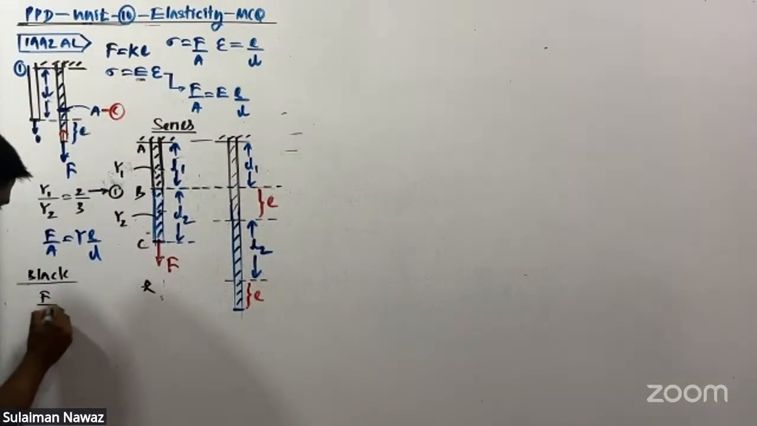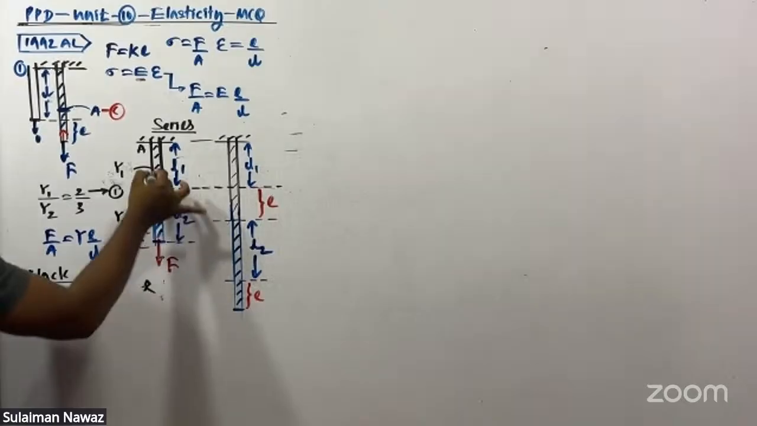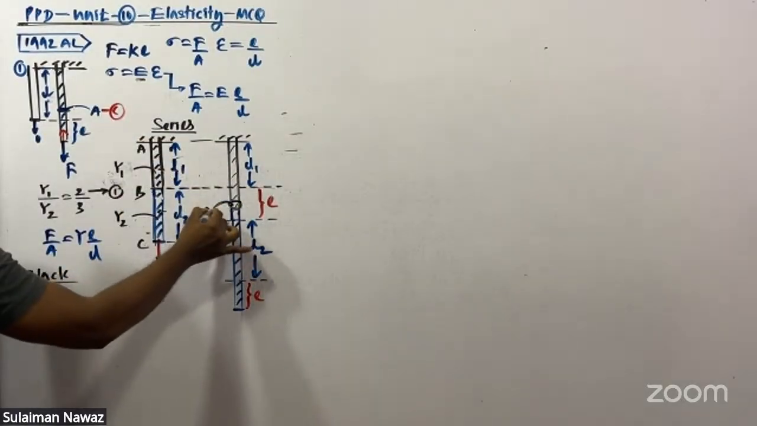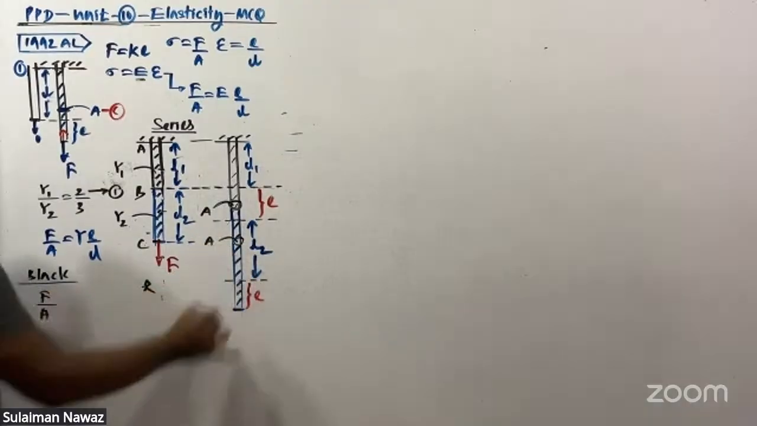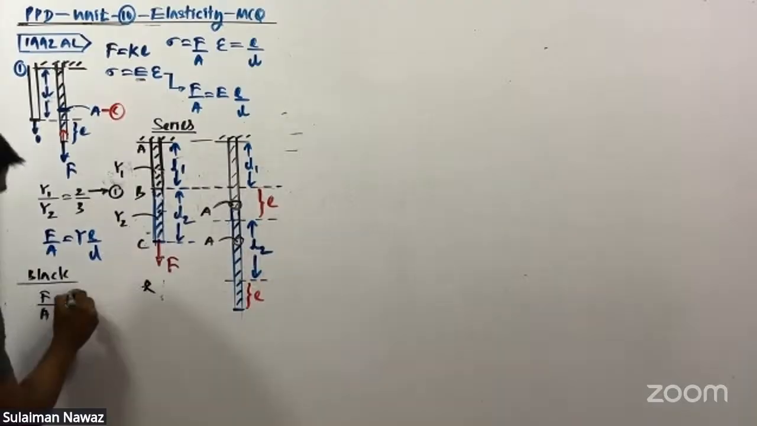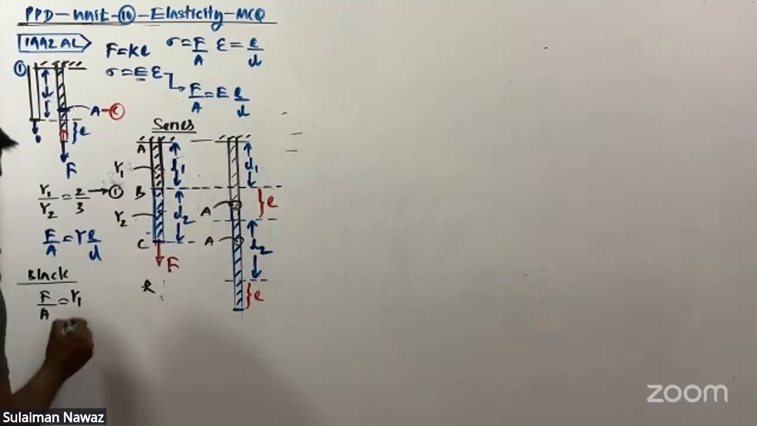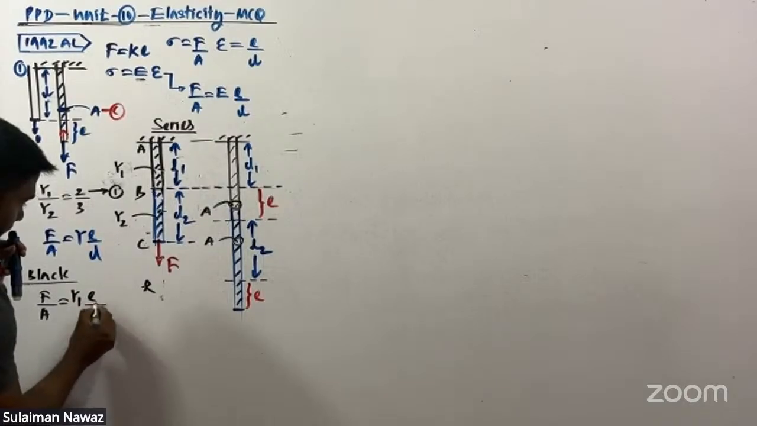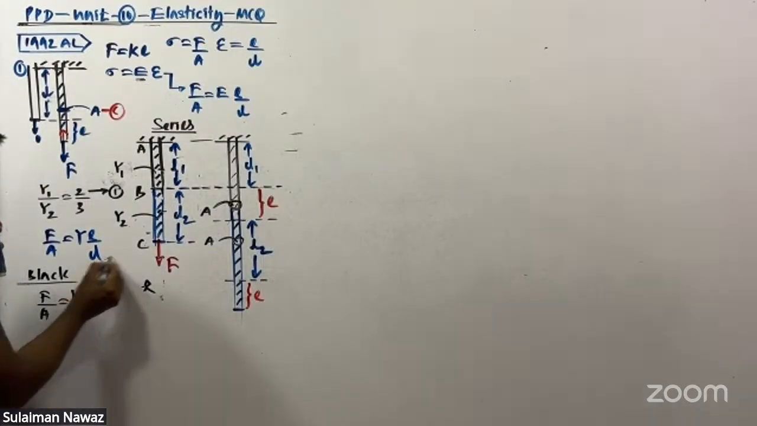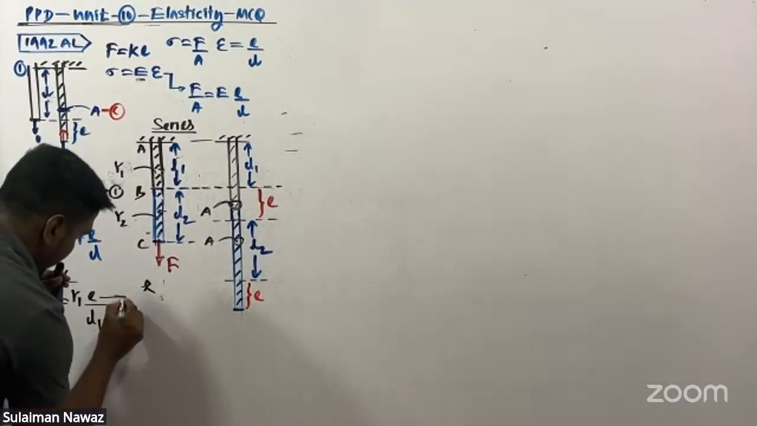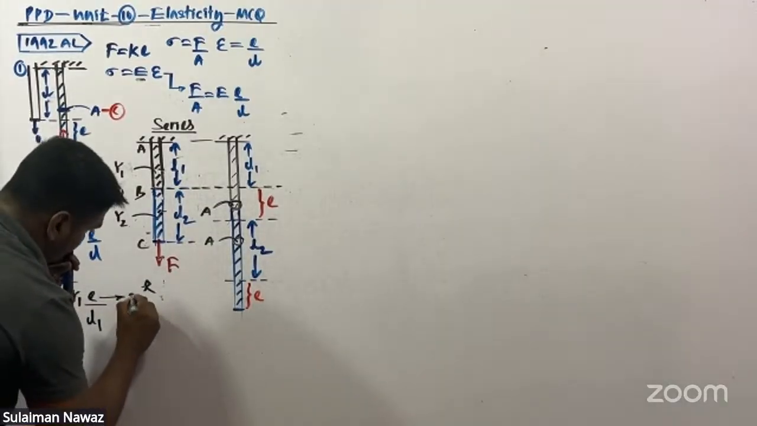The cross sectional area is capital A. Both of them have the same cross sectional area A. The Young's modulus of the black color rod I defined as Y1. Then e means extension, divided by the natural length, the initial length of the black color rod, L1. Let's write this as equation 2.